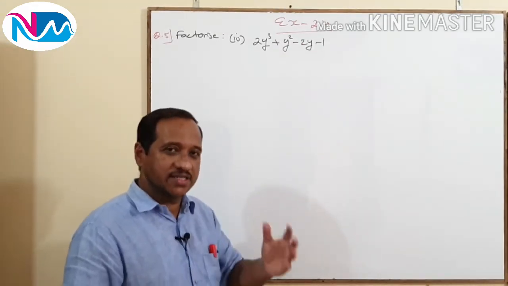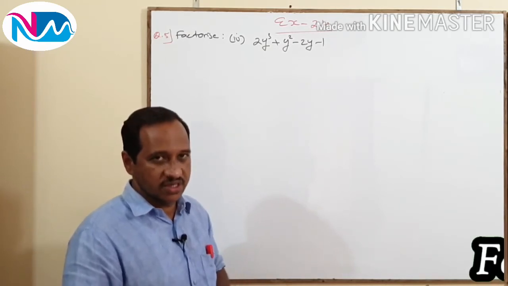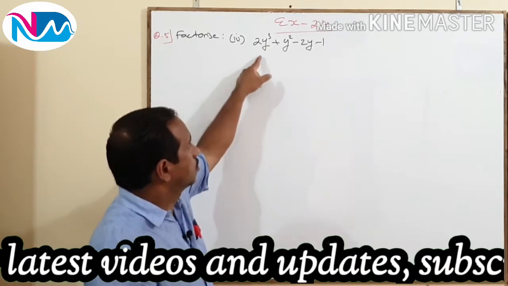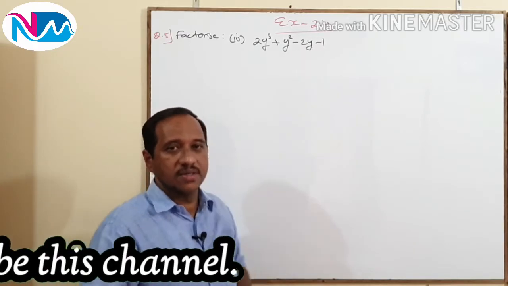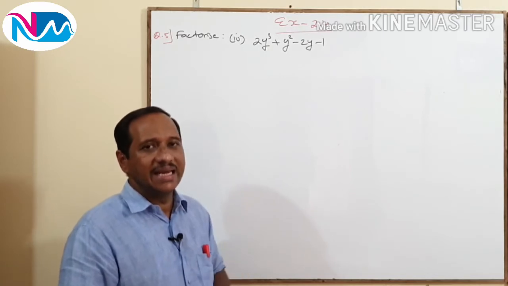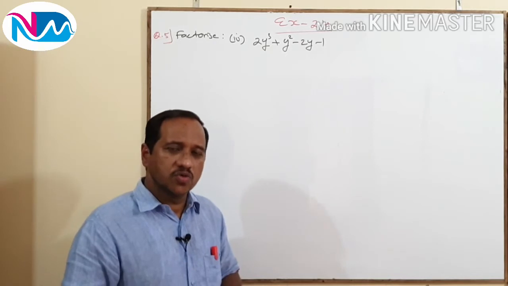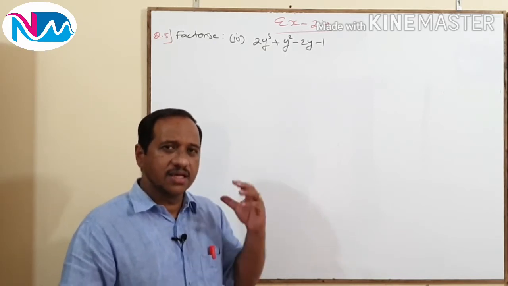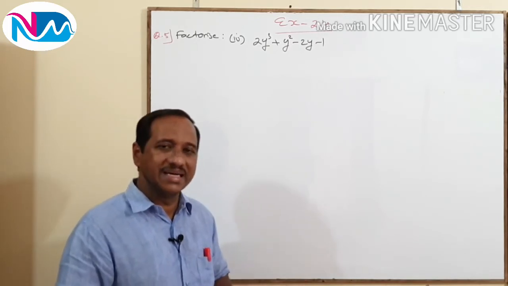Now let us move to the next question, question number 5, which consists of 4 sub-questions. I take the fourth question, that is factorize 2y cube plus y square minus 2y minus 1. This is a cubic polynomial, so it will have 3 linear polynomials as the factors. Here we will use the factor theorem to find one factor. Then the remaining factors we will find by splitting the middle term.